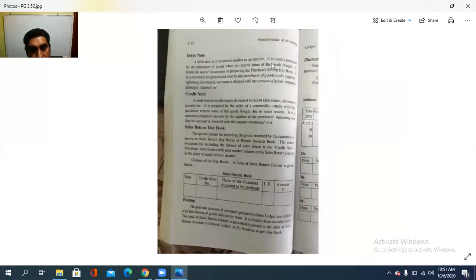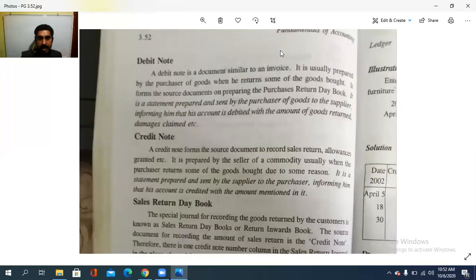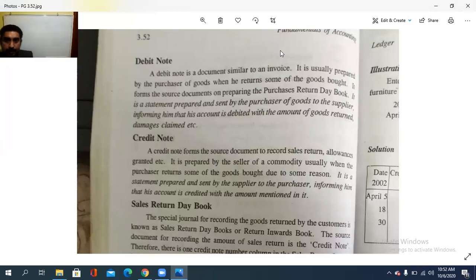Then two things we need to prepare: a debit note and a credit note. A debit note is similar to an invoice, and whatever items are returned, the quantity is to be mentioned there in the debit note with a particular number, like an invoice number, isn't it? It is usually prepared by the purchaser of goods when he returns some of the goods he bought. It forms the source document for preparing the purchase returns book. It is a statement prepared and sent by the purchaser of the goods to the supplier, informing him that his account is debited with the amount of the goods returned, the damages claimed, etc.